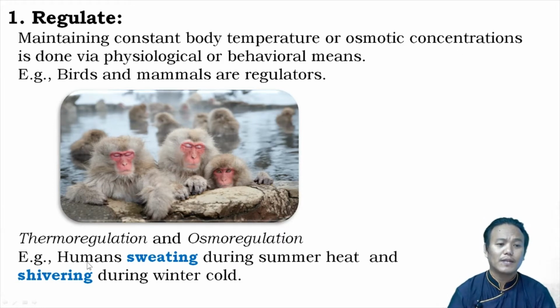Examples of thermoregulation include sweating during summer heat. When it becomes really hot during summer, we sweat profusely. Sweating helps in cooling our body, thereby maintaining our body temperature at 37 degrees Celsius. Sweating cools our body through evaporative cooling. I hope you understand that. And during winter, when it gets really cold, we shiver. Shivering is a form of exercise which generates body heat, and which also helps in maintaining our body temperature at 37 degrees Celsius. So shivering and sweating are forms of thermoregulation. Therefore we are regulators.